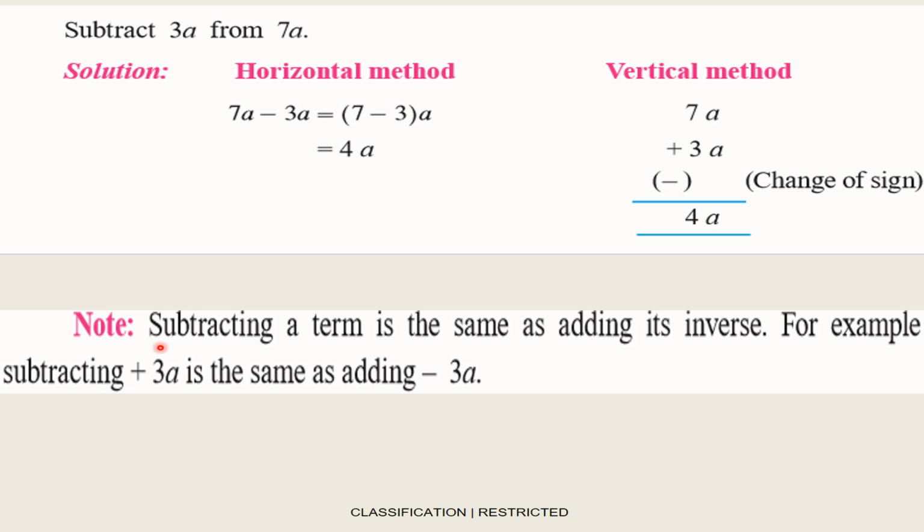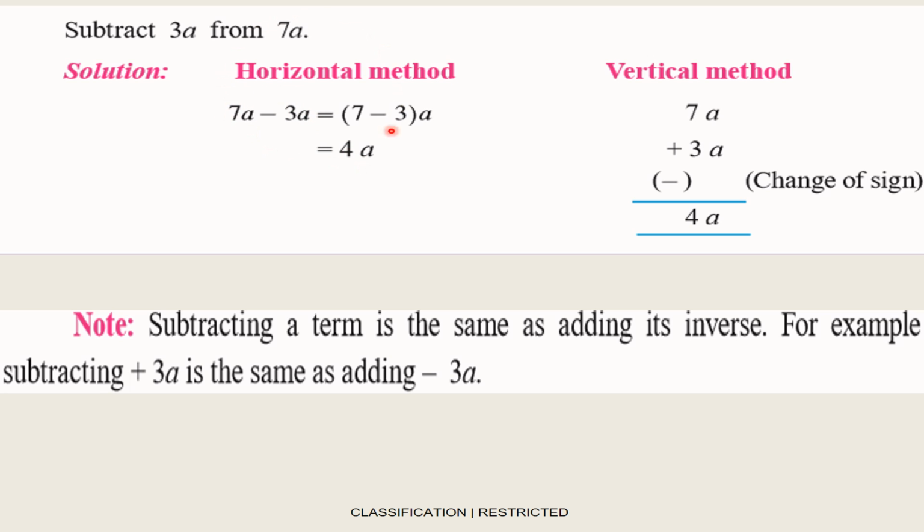First of all, note this point. Subtracting a term is the same as adding its inverse. For example, subtracting plus 3a is the same as adding minus 3a. So the additive inverse of 3a is minus 3a. Here is one example: subtract 3a from 7a. From which term do we subtract? 7a. So 7a, subtract symbol, minus 3a. The coefficient is 7 minus 3, that is 4a.